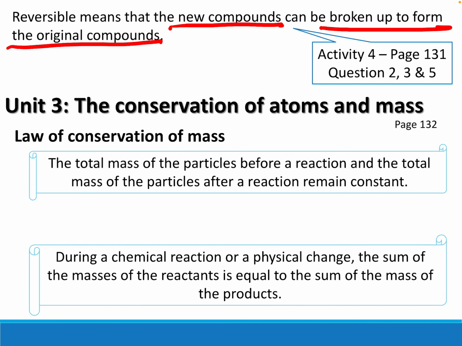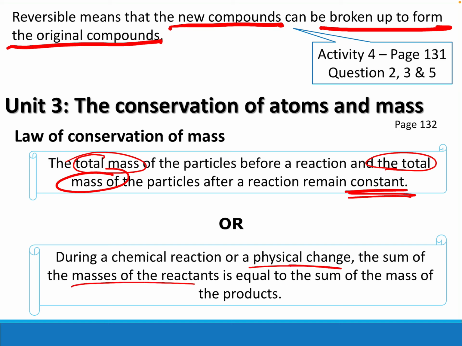So, the law says to us, the total mass of the particles before a chemical reaction and the total mass of the particles after a chemical reaction remains constant. Sometimes that's difficult to see because maybe a gas evaporates, but the total mass always stays the same. During a chemical or physical change, the sum of the masses of the reactants, what we put in, is equal to the sum of the masses of the products. The products are what we get out.